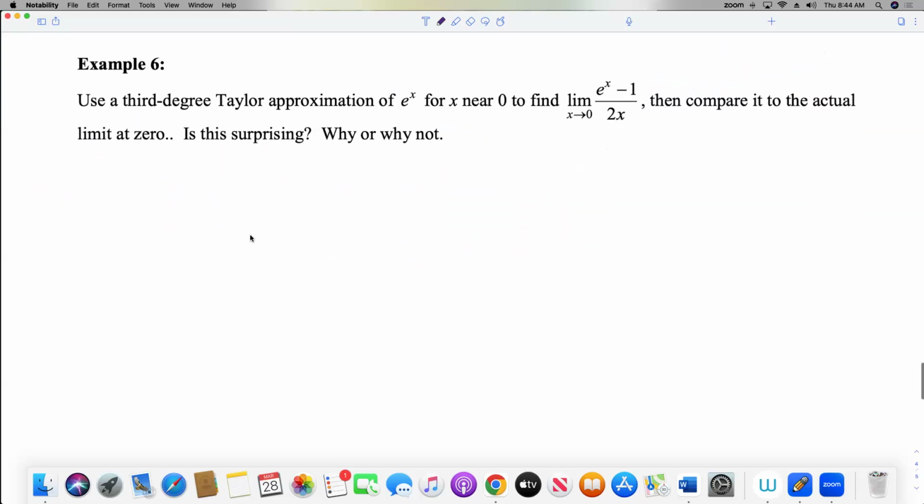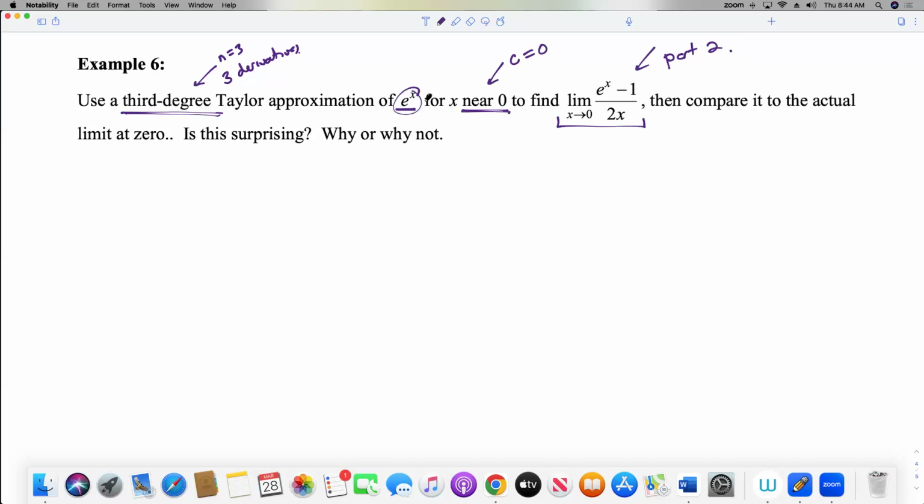All right, example 6. So we're going to use the third degree polynomial. So third degree polynomial means n equals 3. So we need 3 derivatives to approximate e to the x for x near 0. So if it's near 0, that means my center will be at 0 for my approximation. And then we're going to use that to find this limit. And then we're going to compare it to the actual limit at 0. Okay? So this is part 2.